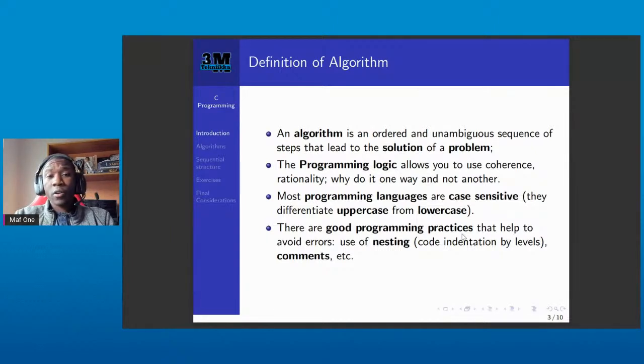So programming logic allows you to use coherence and rationality. You will be able to think of the best way to solve a problem, or several ways to solve a problem. This is better. You can have a solution, the other guy another solution, then you can discuss and find some common points in order to reach a goal.